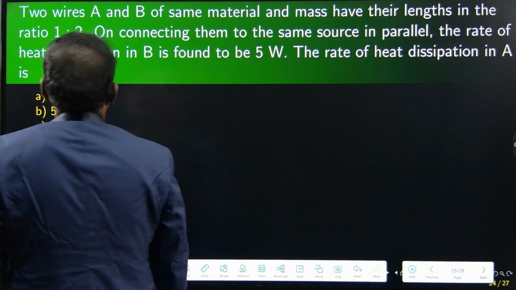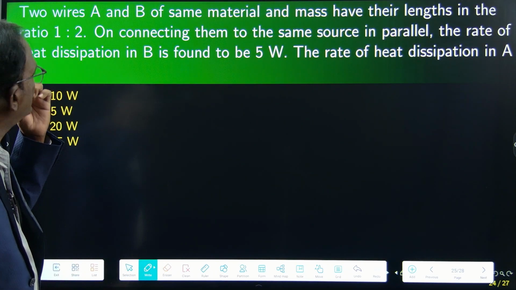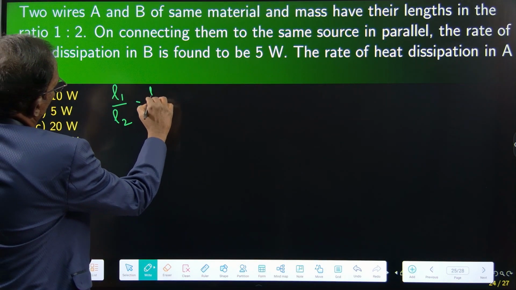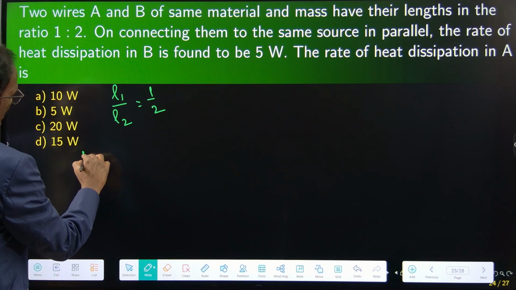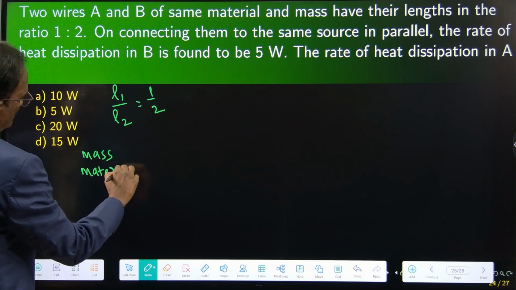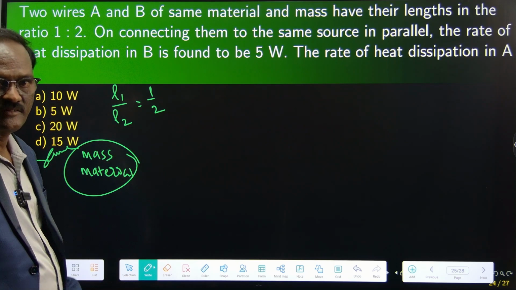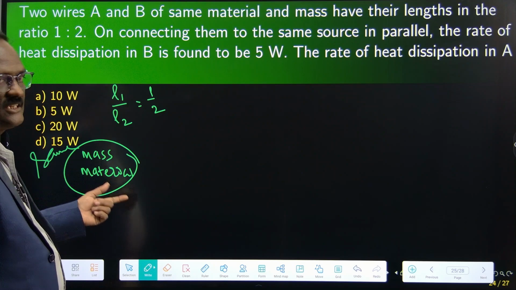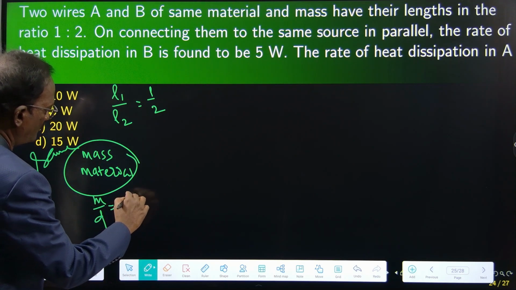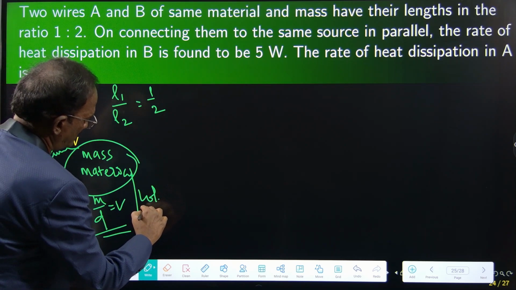Two wires A and B of the same material and same mass have their lengths in the ratio 1:2, L1 by L2 is 1:2. Mass and material are the same. This point we have already discussed. Material same means density same. So mass by density is equal to volume, which means volume is the same.